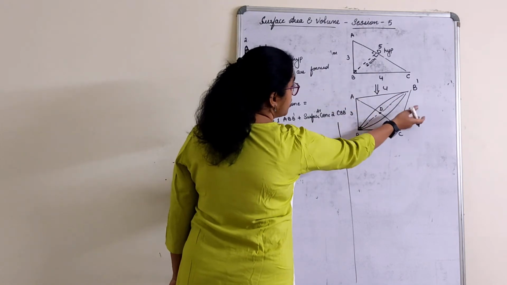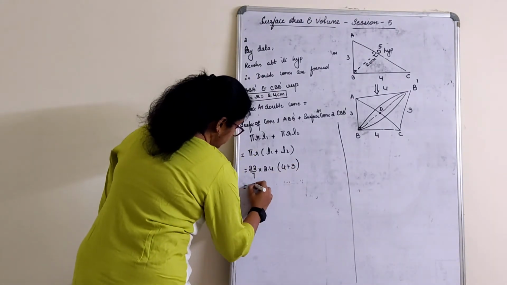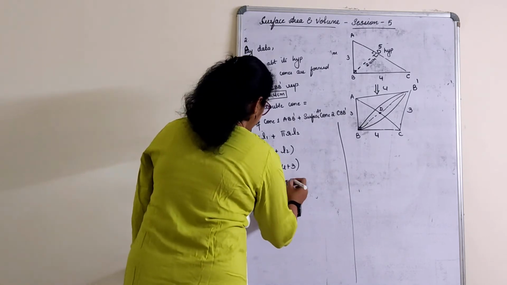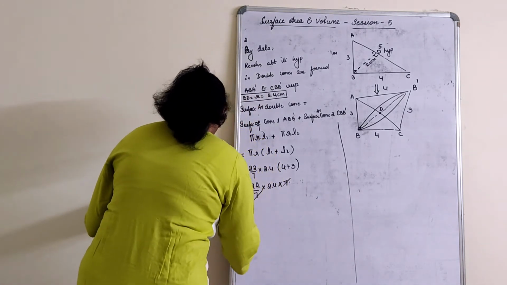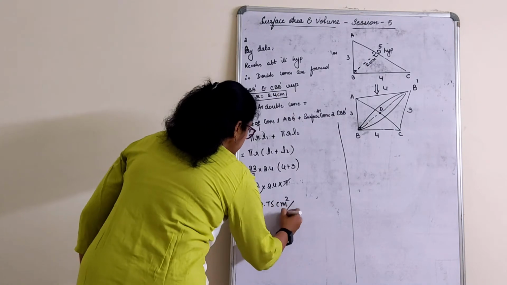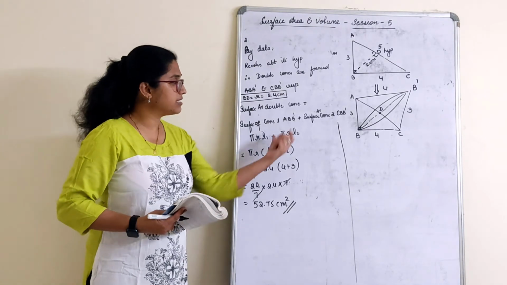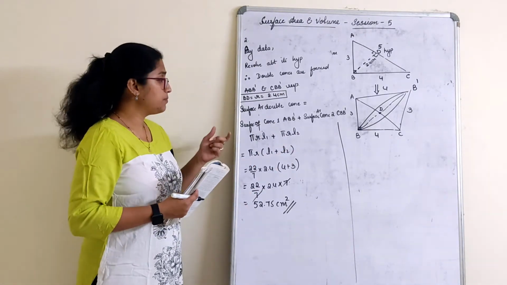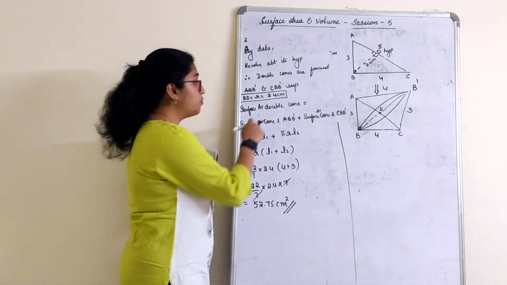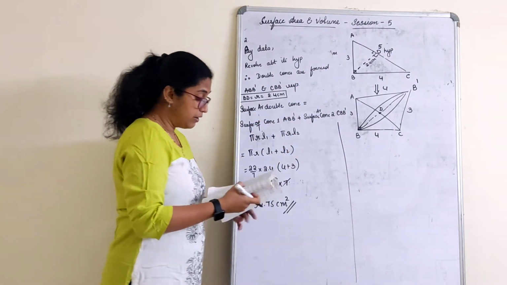Even if you don't write the dimensions here, it doesn't matter. You just have the dimensions of these two cones here. 22 by 7 into 2.4 into 7. Cancel. 22 into 2.4 is 52.75 centimeter square. Once you get the figure and once you know the calculation, actually the second part of the solution is very easy. You are just supposed to find the surface area and volume of a double cone. But to arrive at that, what is your radius? How did you arrive at this? That's very important here. We'll go for the next one.